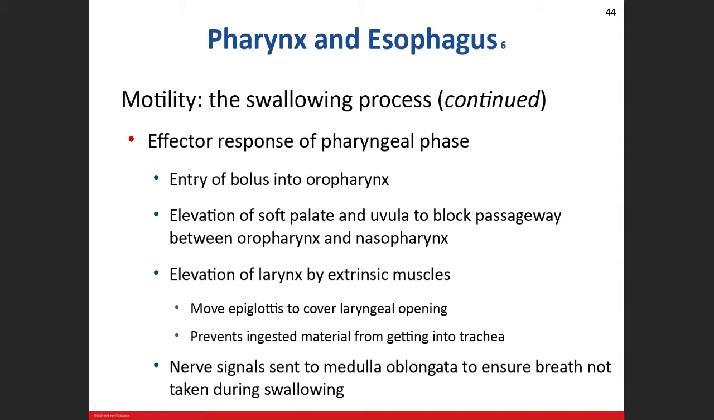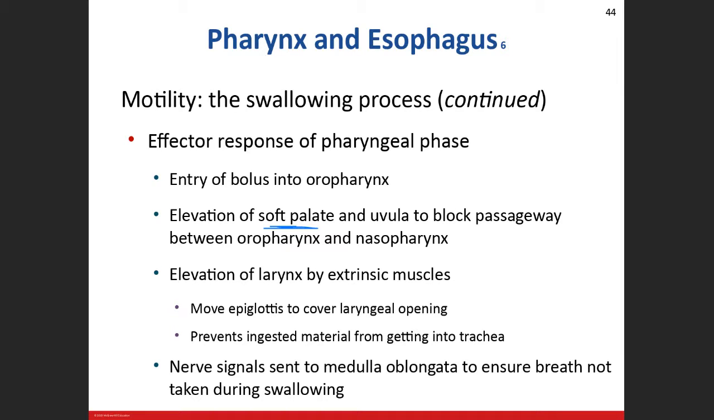So when we're talking about the effector response here, as you're chewing on the food and moving it towards the oropharynx, that's going to push the soft palate, the uvula, up against the roof of your mouth to help prevent regurgitation of any materials up into the nasal cavity there, okay?